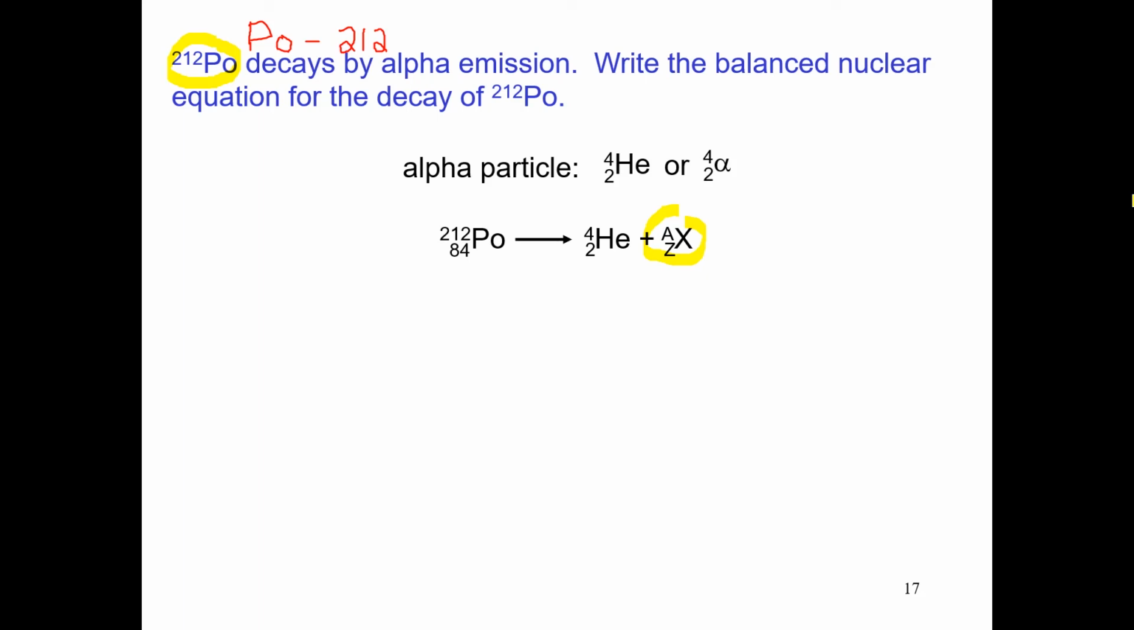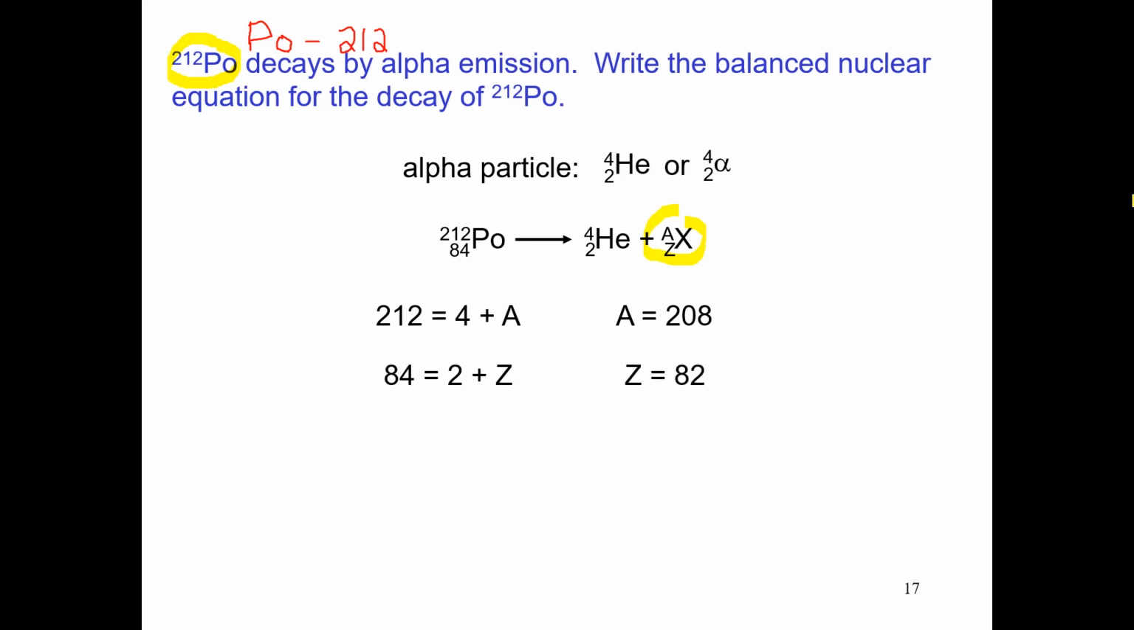So let's apply the rules. Rule number 1 is that the mass numbers have to be the same. On the left we have 212, and on the right we have 4 from the alpha particle, plus A. So algebra says that A equals 208. Now let's find out what Z is. Once more, the numbers across the bottom, the atomic numbers, have to be the same. On the left we have 84. On the right we have 2 plus Z. So algebra tells us that Z equals 82.